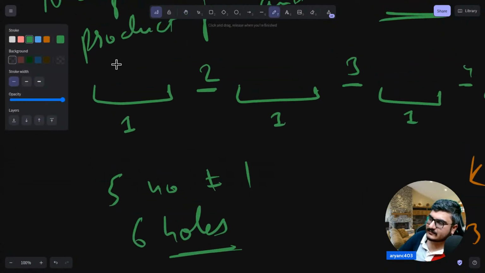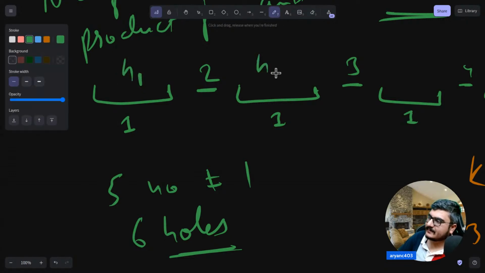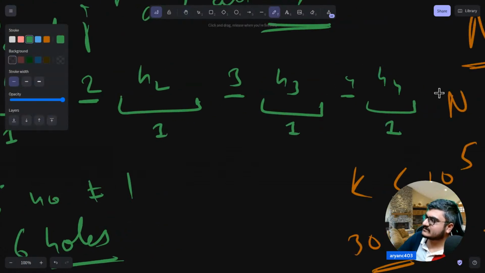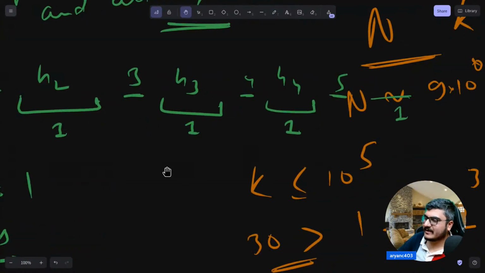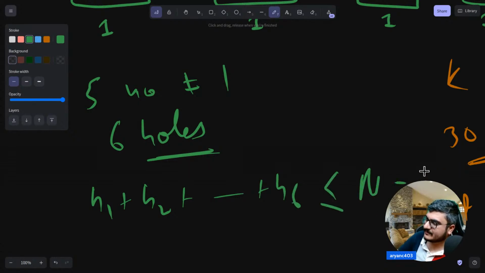Let's say I put h1 numbers here, h2 numbers here, h3 numbers here, h4 numbers here, and so on. Let's probably put 5 here and some ones again here. So if I have put 5 numbers, I have 6 holes, and what I need is the number of ones in h1 plus number of ones in h2 up to number of ones in h6 to be less than or equal to n minus 5, because 5 non-one numbers I have.